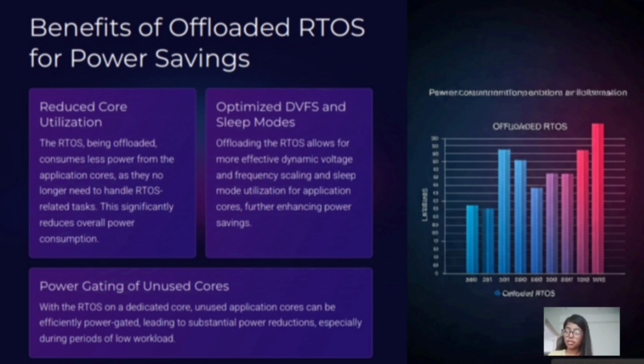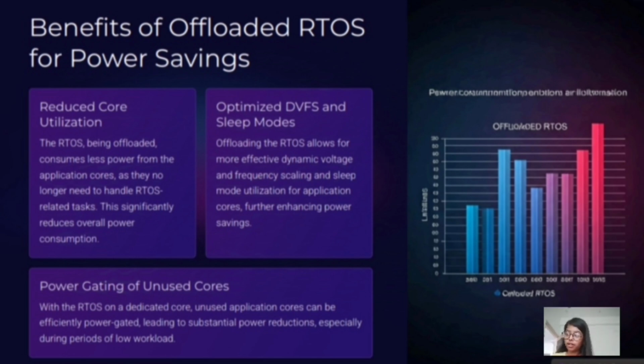Next, optimized DVFS and sleep modes. Offloading the RTOS allows for more effective dynamic voltage and frequency scaling and sleep mode utilization for the application cores. We can use the sleep mode to save power, further enhancing power savings.